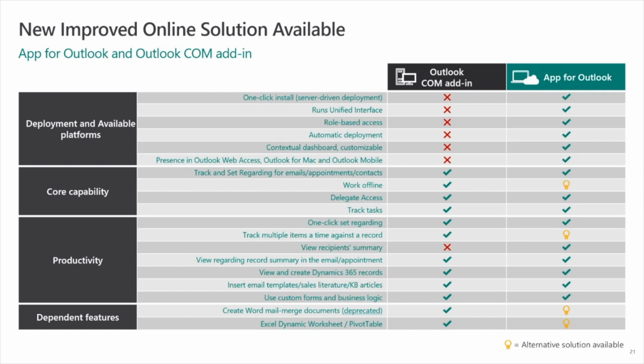And there are two dependent features that are also going to be removed with the command that you need to be aware of. It's the Word mail merge feature that was already deprecated, but that will no longer be available if you just have the app for Outlook. And same for the Excel dynamic worksheet or pivot table that were available for download from Dynamics 365. These cannot be replaced with the app for Outlook, but we'll show you alternative solutions that are also available here.